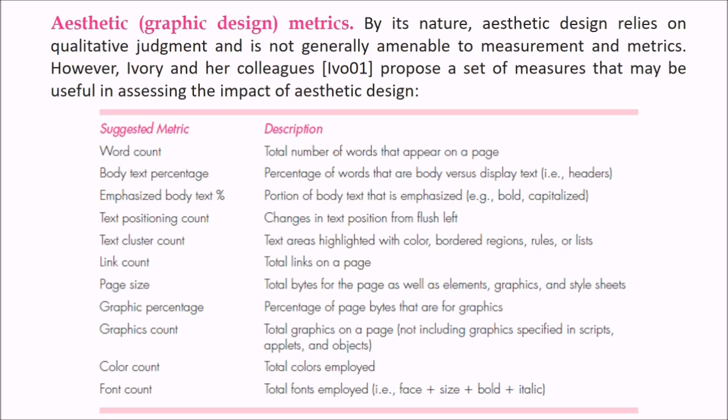The aesthetic metrics, how things are seen. By nature, aesthetic design relies on qualitative judgment and is not generally amenable to measurements and metrics, but still, Ivory and her colleagues proposed a set of measures that may be useful in assessing the impact of aesthetic design. It can be the word count, body text percentage, emphasized body text percentage, text positioning count, text cluster count, link count, page size, graphic percentage, graphic count, color count, and font count.